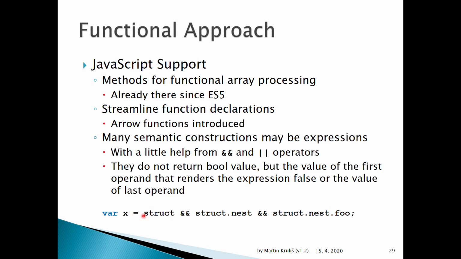If the struct is an object or it's something that's truthy, then I can try to dereference struct nest. And again, if this particular property of the object exists and it's another object, for instance, then this whole operand will be converted to true.